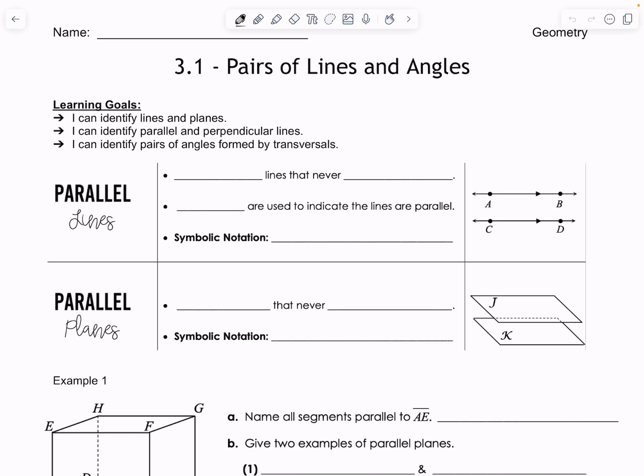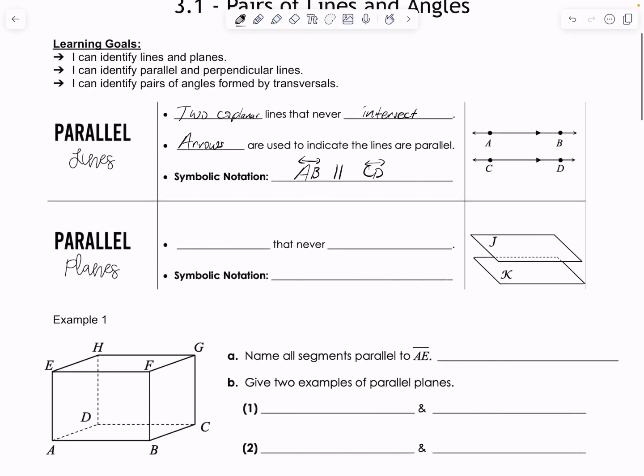Okay, so let's start with parallel lines. Parallel lines are two coplanar lines that never intersect. We use arrows, which we talked about earlier this week, to indicate that lines are parallel. And then the notation that we use, which we also discussed, for line AB is parallel to line CD, is we use these two vertical lines to show that they are parallel. So that's how we use it for the symbolic notation.